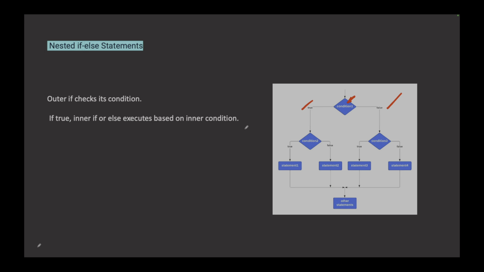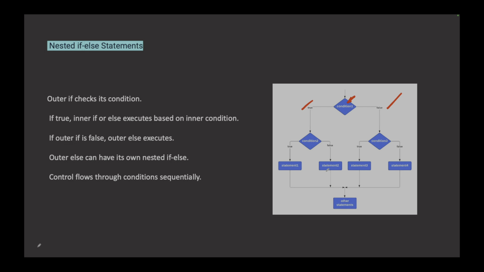Now after one condition there will be another condition. If true, we will get a different condition, else if false, we will get another condition. After that we can have other conditions and continue this tree or hierarchy. If the outer if is false, the outer else will be executed. The outer else can have its own nested if else. Control flows through conditions sequentially.